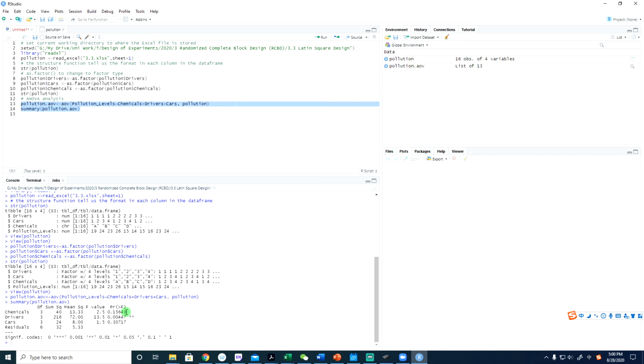Although the drivers and the cars are not the main factor we are looking at, the p-value is also displayed here. We can see the p-value for the driver is smaller than 0.05, which means different drivers do not impact the pollution levels. And the p-value for the cars is larger than 0.05, which means different type of cars impact the pollution levels.